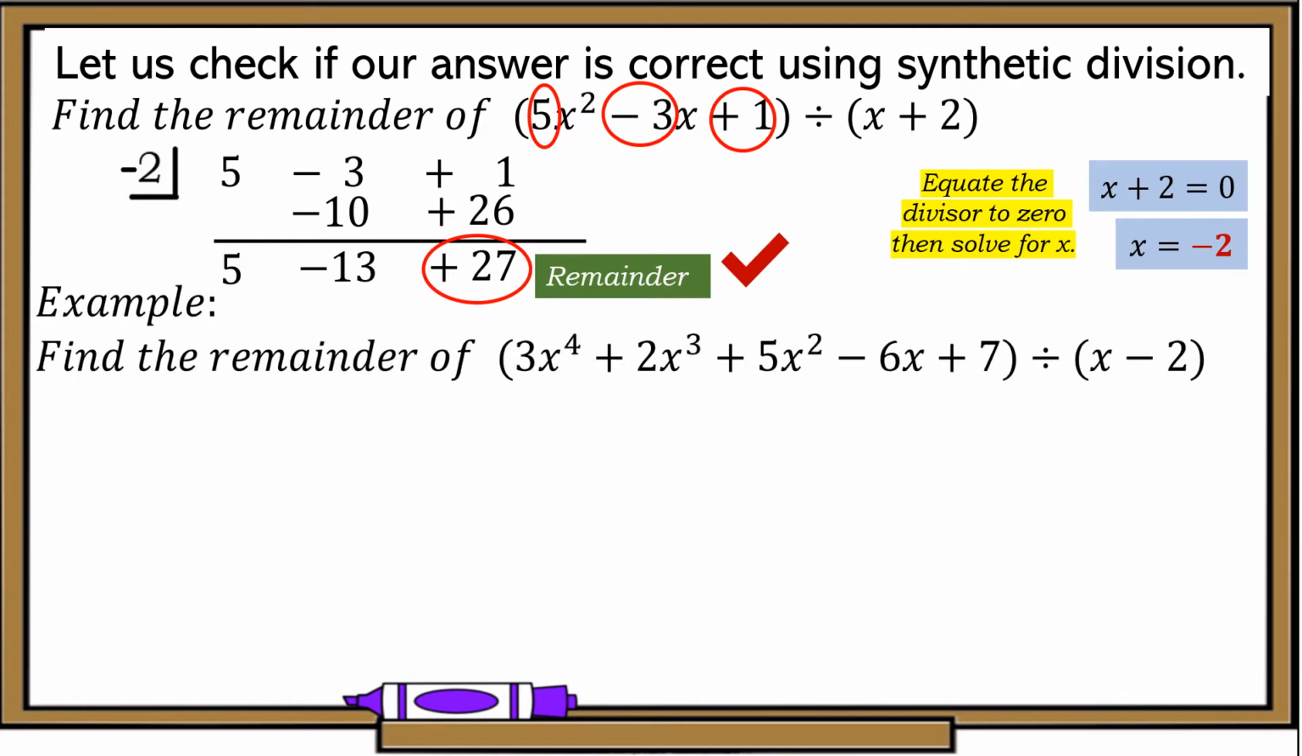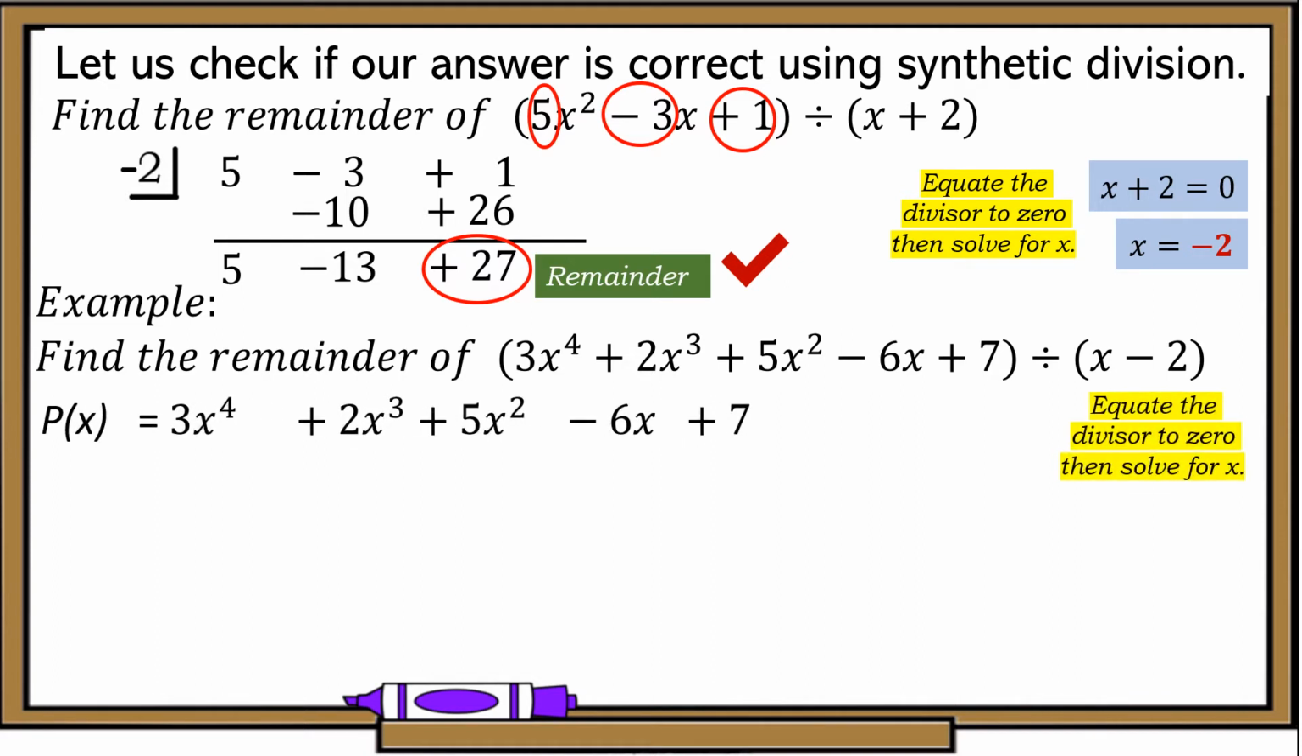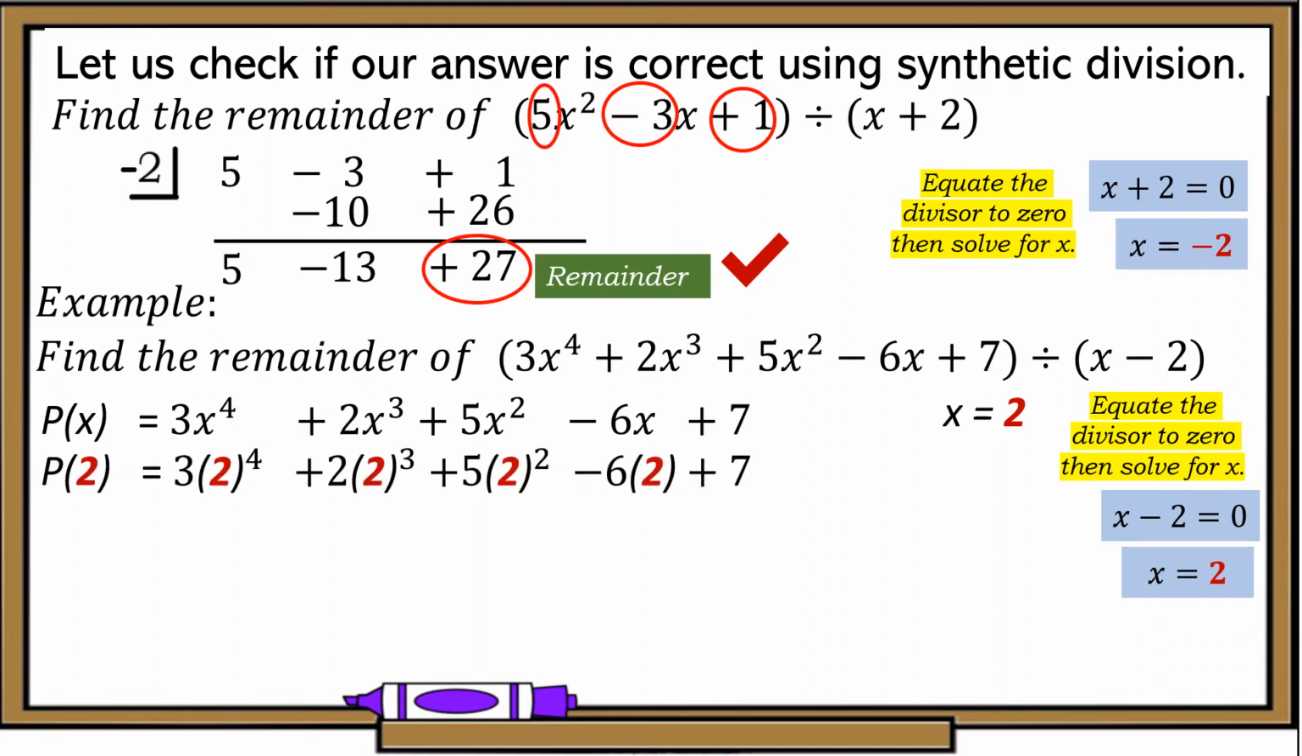Another example. Find the remainder of 3x to the fourth plus 2x cubed plus 5x squared minus 6x plus 7 divided by x minus 2. Same process. Let us equate the divisor to 0, then solve for x. The divisor is x minus 2, so x is equal to 2. Calculate for P(x). P(x) is equal to the dividend, 3x to the fourth power plus 2x cubed plus 5x squared minus 6x plus 7, and our x is equal to 2. Substitute the value of x by 2.